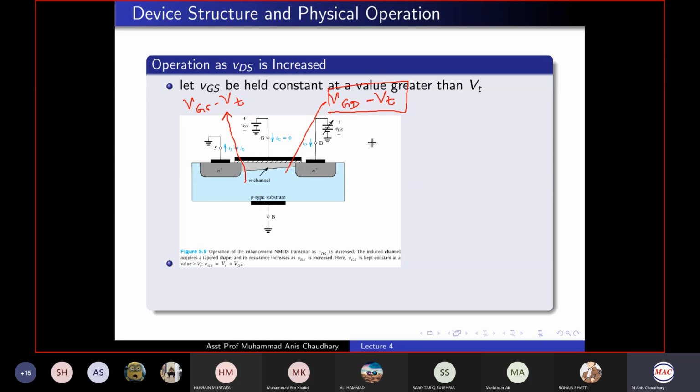So as a consequence, the channel is not of uniform depth. Instead, the channel is tapered. तो अब चैनल टेपर्ड हो गया, अब चैनल यूनिफॉर्म डेप्थ का नहीं रहा. ड्रेन एंड के ऊपर चैनल डेप्थ इज स्मॉलर, सोर्स एंड के ऊपर चैनल डेप्थ इज लार्जर. So the channel is now tapered. Instead of having a uniform channel, we now have a tapered channel.